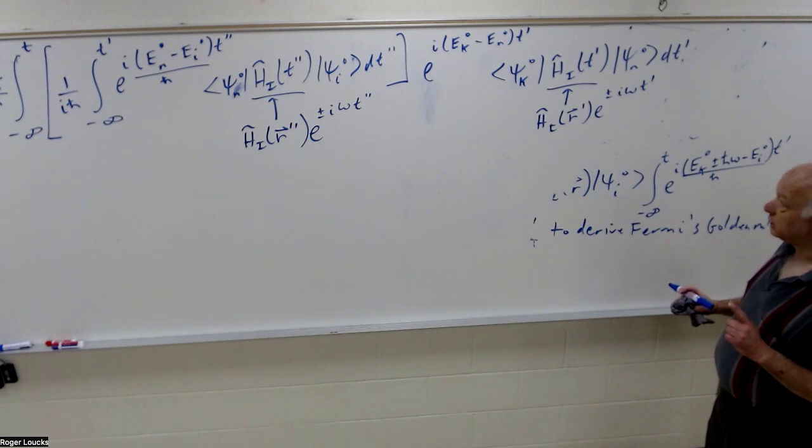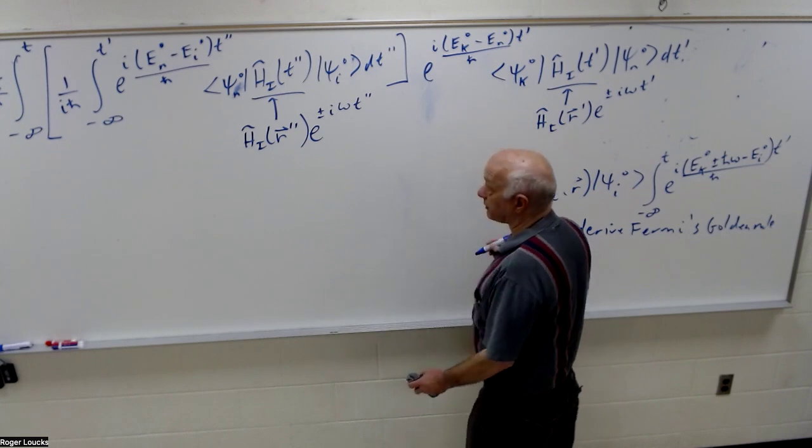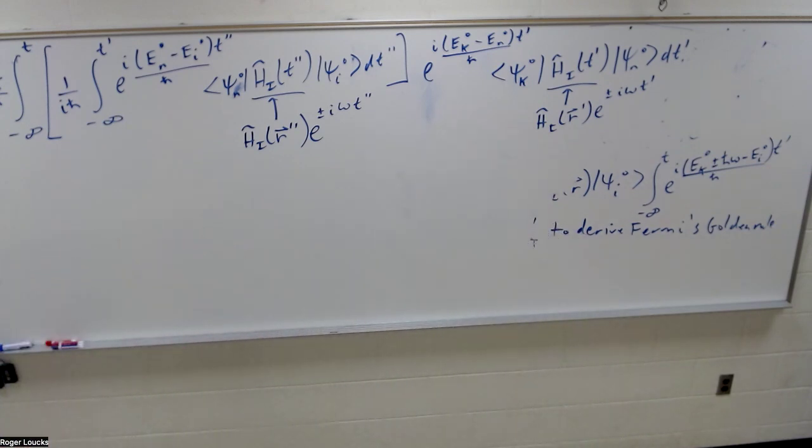Oh, this one should be divided. Sorry about that. Yeah, this is why people set h squared to 1. This one has to be this. There's a reason why.